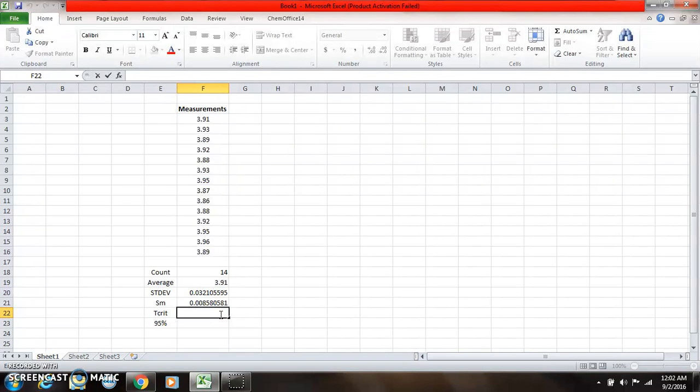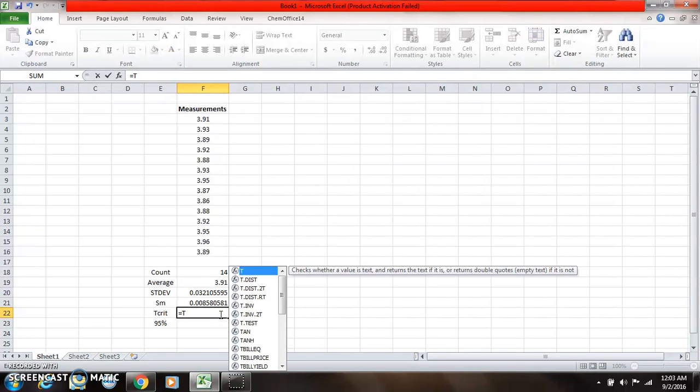To report this at a 95% confidence interval, as you will be requested to do in all your lab reports and homework, we need to find the t-crit value. You could either look this up in a table in the appendix in your lab manual, which is on page A7, or you could just look it up in Excel. So the function for this is T inverse, which is TINV.